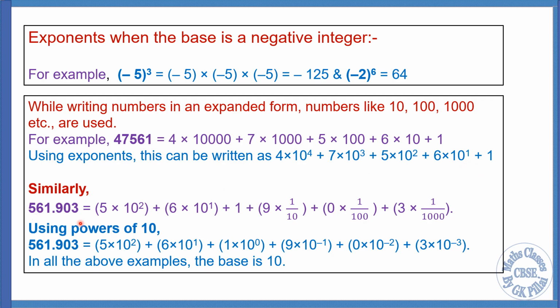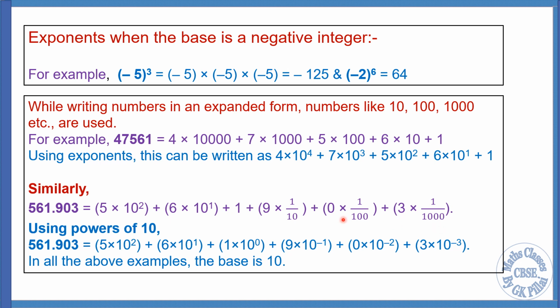Similarly here it's a decimal number. 5 into 10 to the power of 2 plus 6 into 10 to the power of 1 plus 1 plus 9 into 1 upon 10. 0.9 we will be writing like 9 into 1 upon 10. The next one it is 0, so we will write 0 into 1 upon 100 plus 3 into 1 upon 1000.